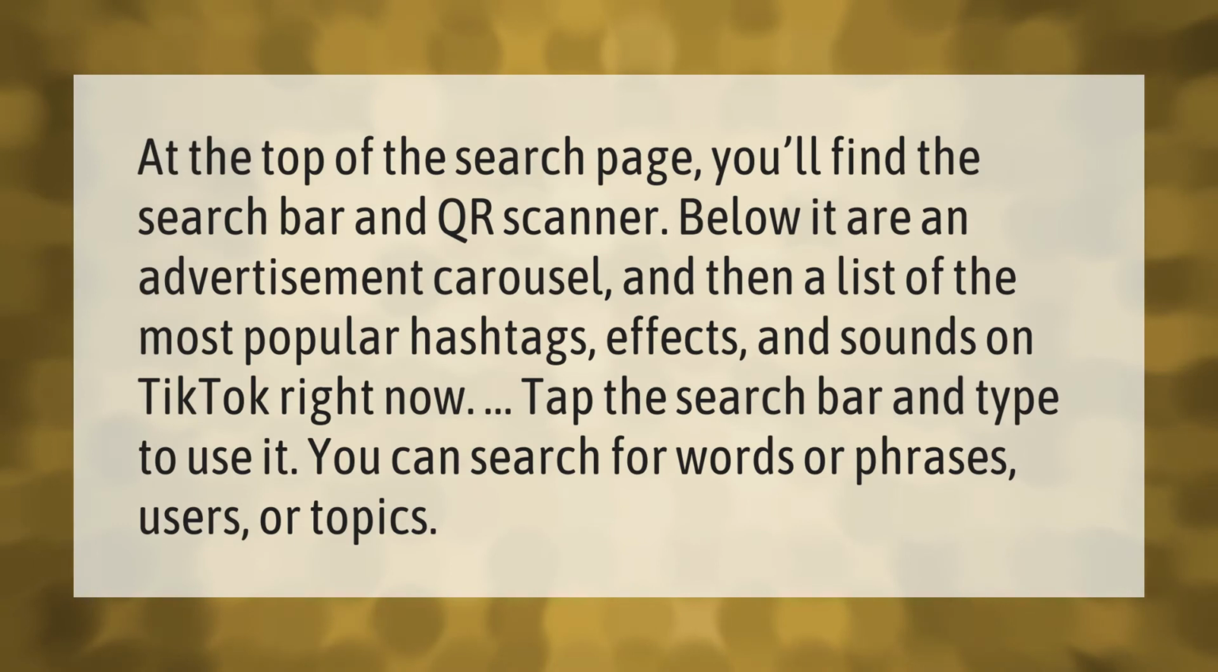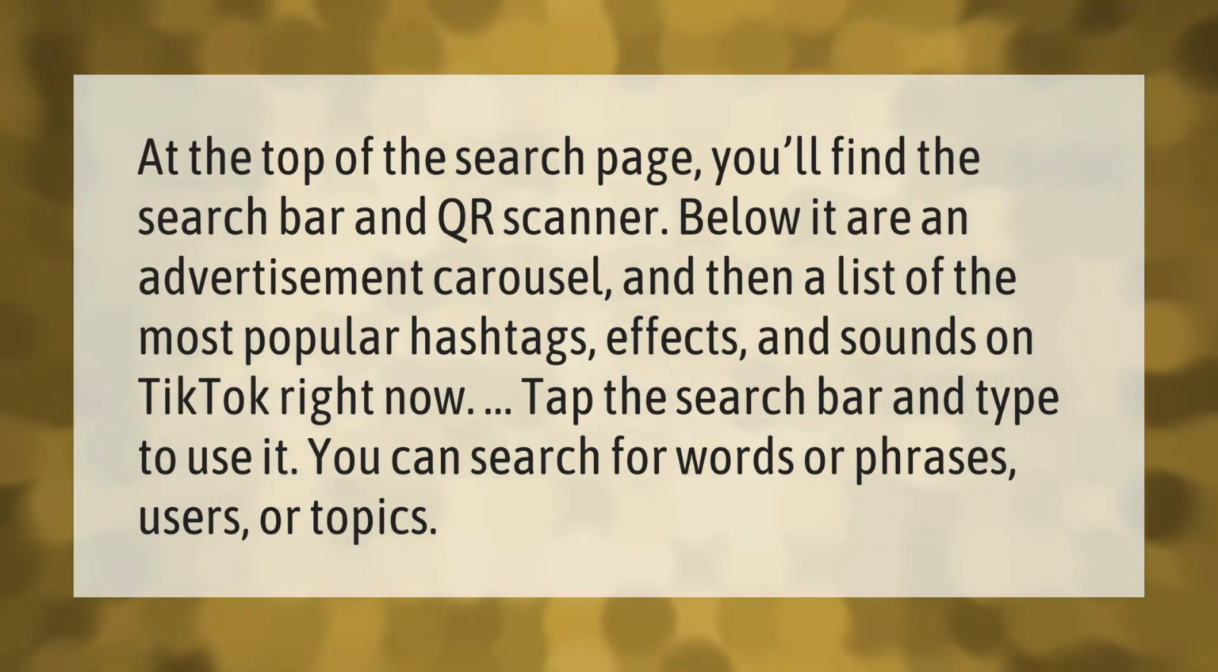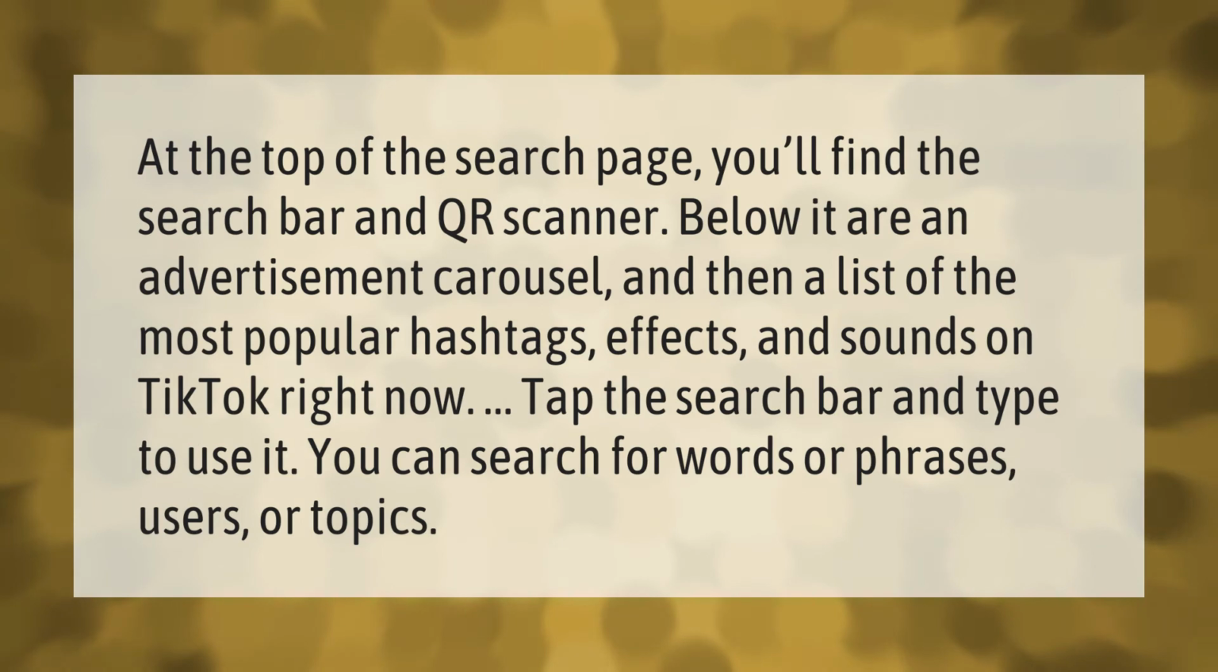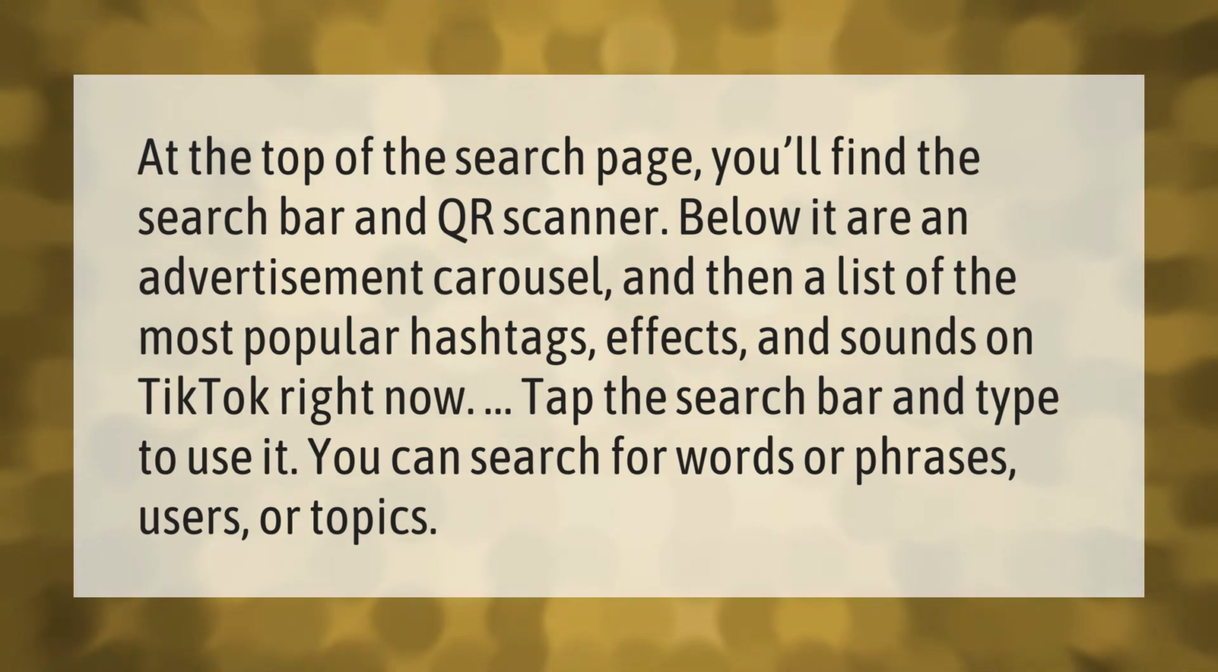At the top of the search page, you'll find the search bar and QR scanner. Below it are an advertisement carousel, and then a list of the most popular hashtags, effects, and sounds on TikTok right now. Tap the search bar and type to use it. You can search for words or phrases, users, or topics.